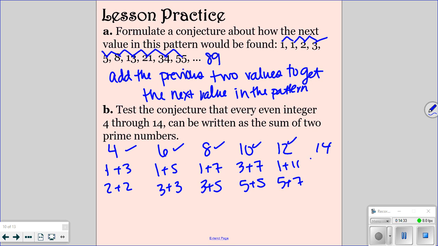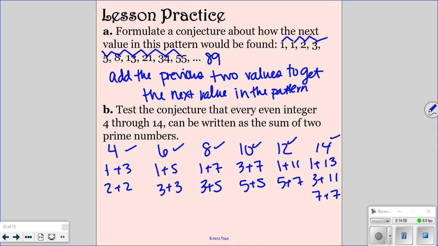For 14, you could do 1 plus 13, 3 plus 11, or 7 plus 7. So it does work. You only needed one of these, but I was trying to give you all of the different options that would work.